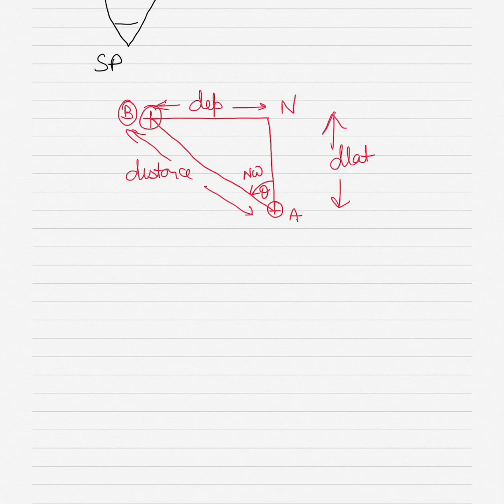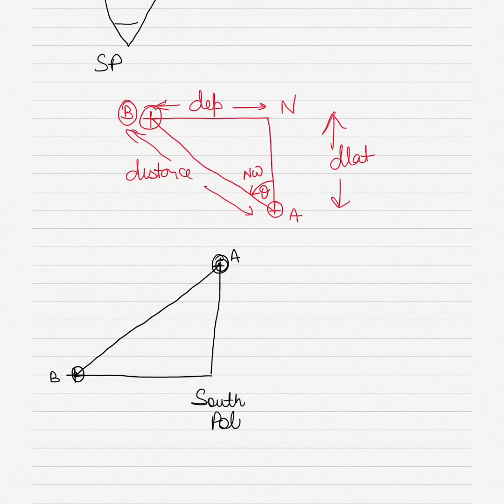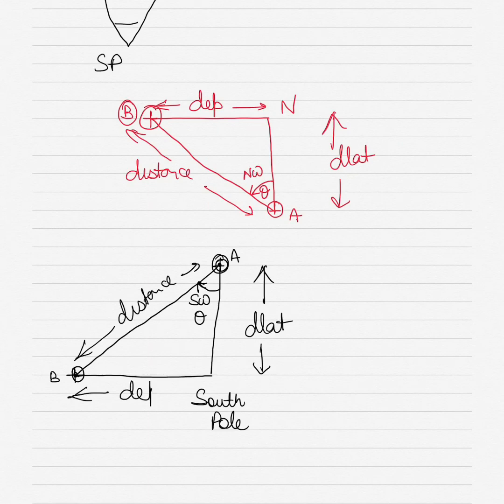This is my northwesterly course. Alright, if I have to go southwesterly, this is A, this is B, right? And I will measure it from the south pole this time instead of the north pole, because I am going on a southwesterly course. This is the south pole. So I will measure the course here. This is my southwesterly course, angle theta. Again, the vertical distance becomes d lat. The line joining A and B is the distance, and the horizontal distance is the departure.